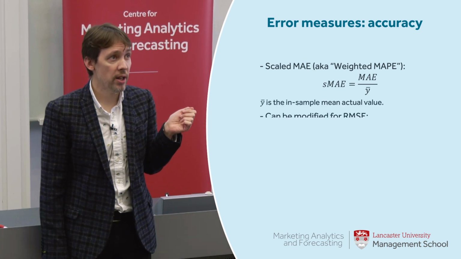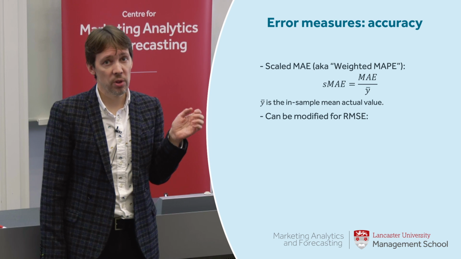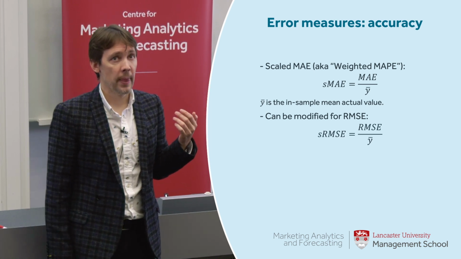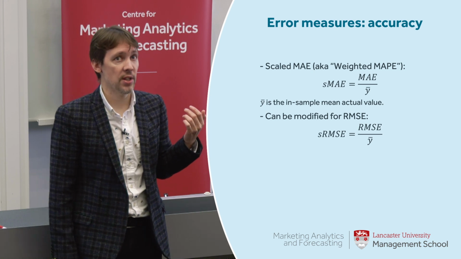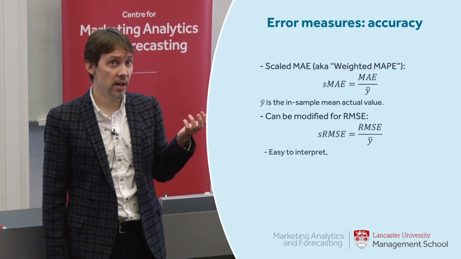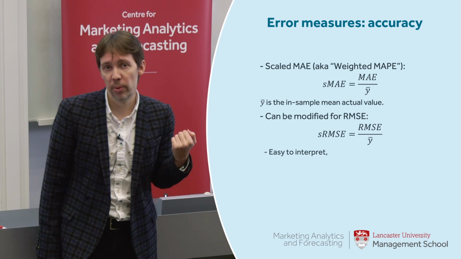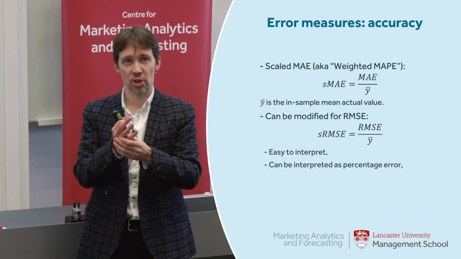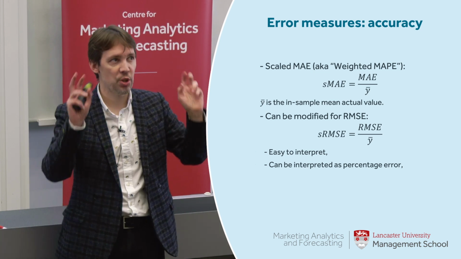It's actually a fine error measure. It can be modified also to have root mean squared error in the numerator, and then we will have scaled RMSSE. They both are relatively easy to interpret, because roughly the interpretation is that you deal with percentage error, or some sort of averaged percentage error.